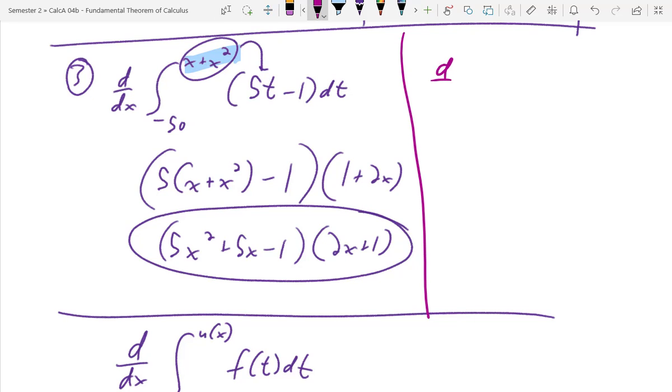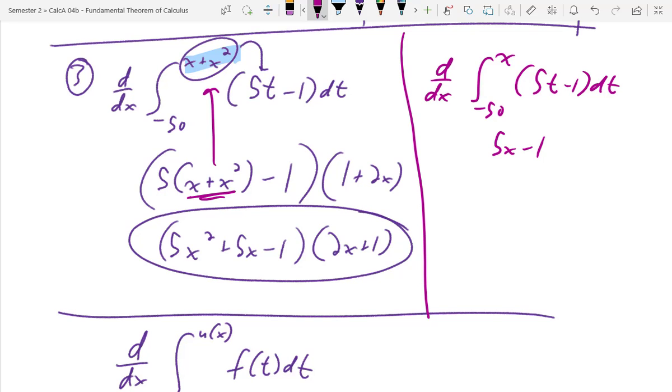Let's go back to this problem then. If I have the derivative from negative 50 to x of f of t minus 1 dt, do you get that that is going to be the same as 5x minus 1? Yeah. Okay. Now, do you get that this right here is the same function that was plugged in? Yeah. Do you get that chain rule says that because I am taking a derivative, I also have to take the derivative of anything that I'm plugging in? So I have to do the derivative of the x plus x squared as well and multiply that.